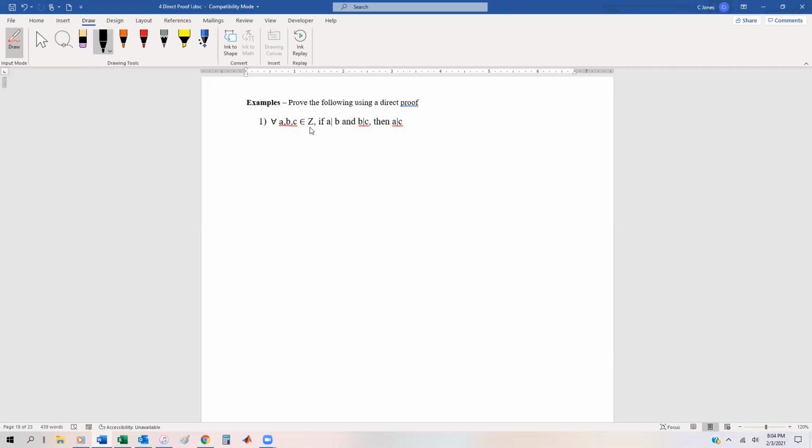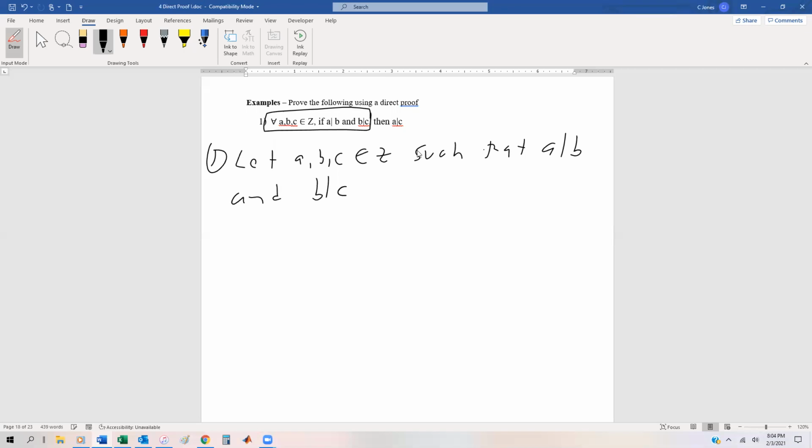So we're going to start out with the antecedent, which is this, right? And it's conditional: if a divides b and b divides c. So, by definition, we're going to let A, B, C be elements of Z such that A divides B and B divides C. And of course, we want to write such that A, B, C are arbitrary but particular.